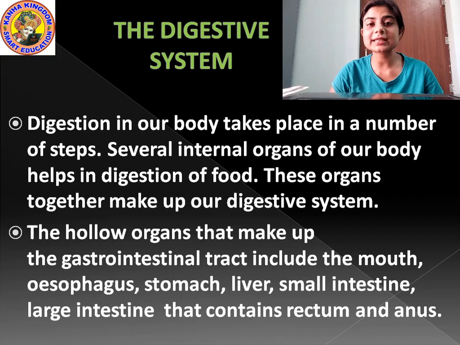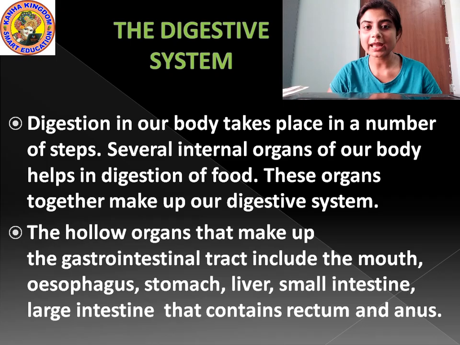And what are the gastrointestinal organs? It starts with the mouth. Then comes the esophagus, spelled O-E-S-O-P-H-A-G-U-S, or you can also call it the food pipe. It is situated here in the neck portion. Then comes the stomach, then the liver, then the small intestine and large intestine that contains the rectum and anus.